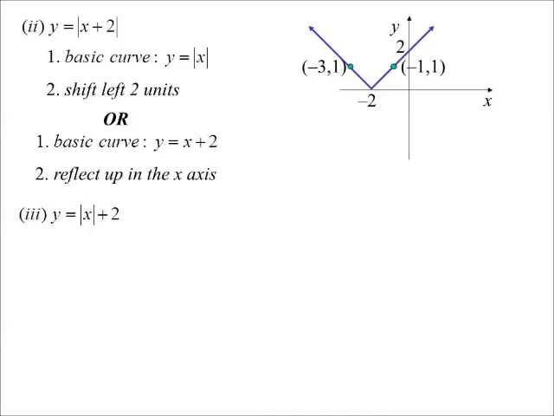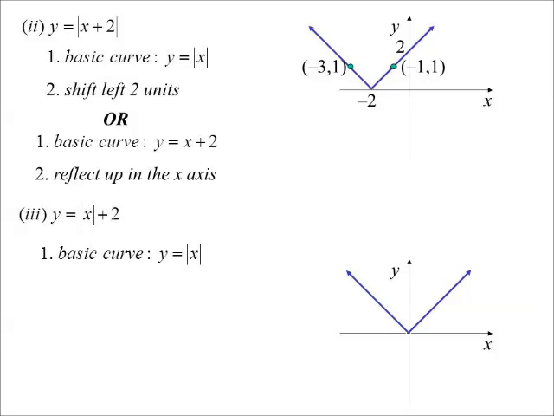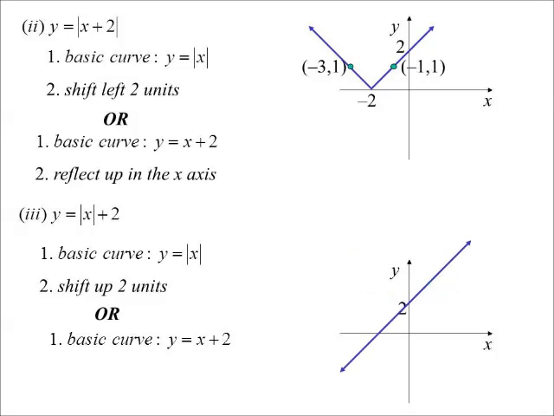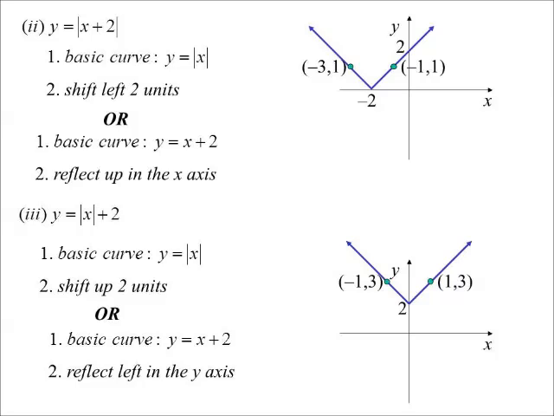Absolute value of x, plus 2. Okay, I can say, well, my basic curve is y equals absolute value of x. There it is. And this time it's not grouped with the x, so I'll shift it up 2. So there's absolute value of x plus 2. Or I could say the basic curve is y equals x plus 2, but now it's just the x value I'm absoluting. So the left-hand side will disappear, and the right-hand side will reflect over. Again, we get the same graph.